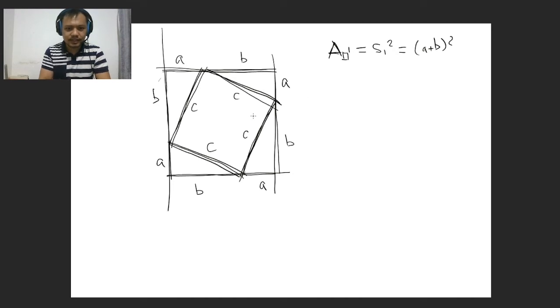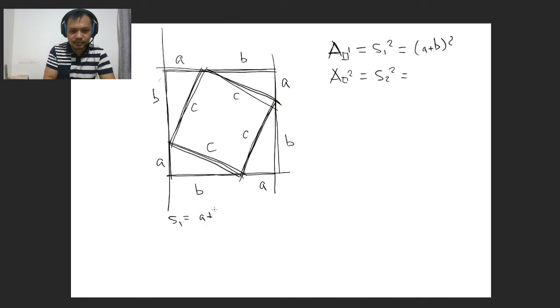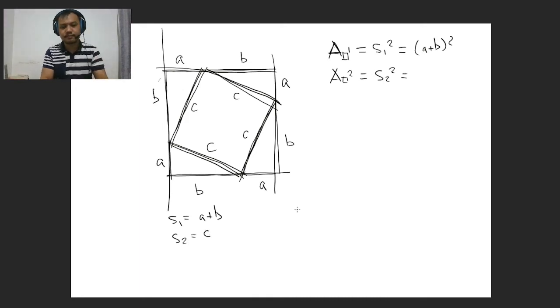Now, the area of the smaller square, which we're going to label as square 2, is equal to s sub 2 squared. Let's go ahead and label it here. S sub 1 is equal to a plus b, okay? S sub 2 is equal to c. So that means we're going to plug in c for s sub 2, which equals c squared.